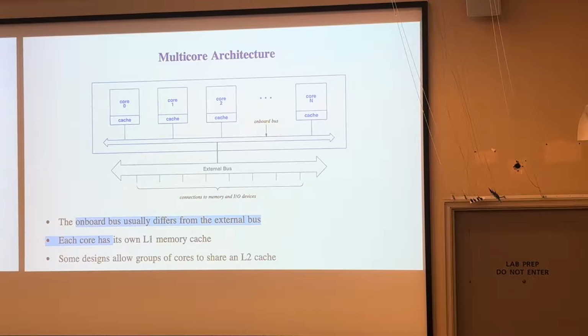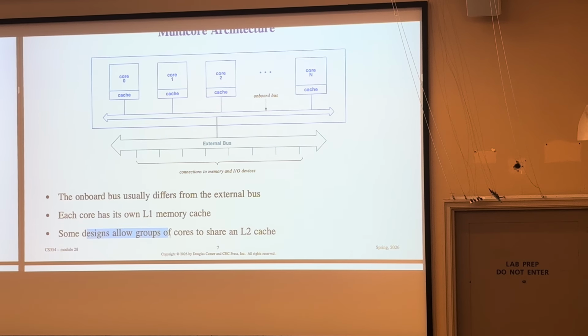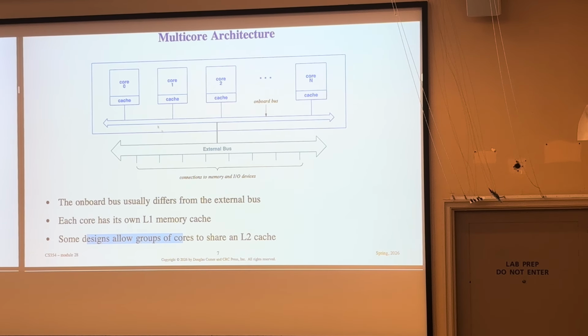Right. So the onboard bus differs from the external bus. It should be much faster, and each core has its own L1 memory cache, and some designs allow groups of cores to share an L2 cache. They could share one. All of them can share one large cache. Okay.